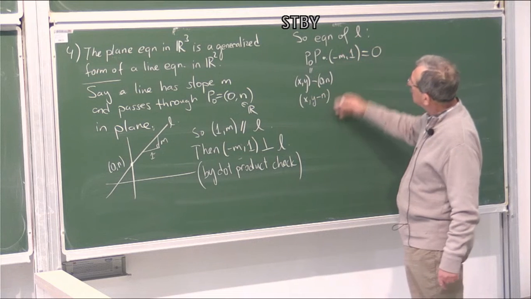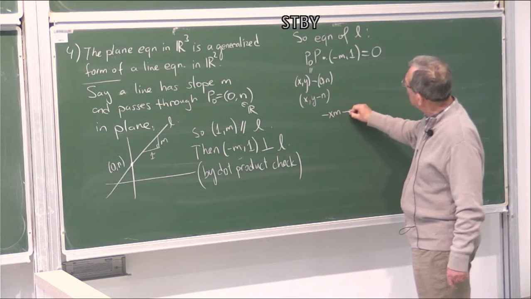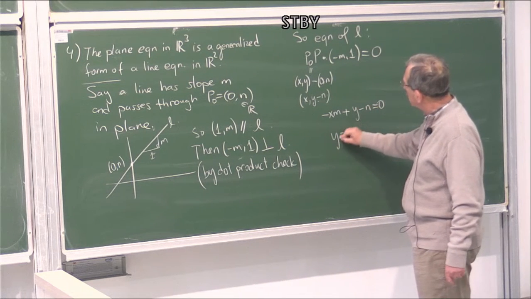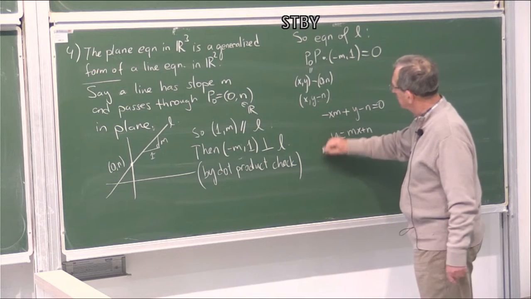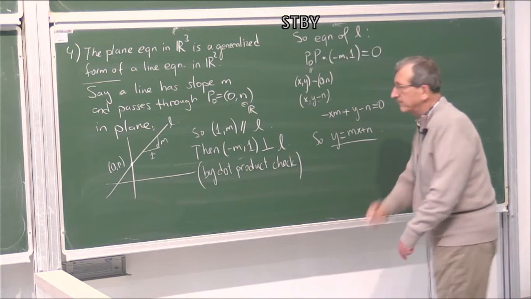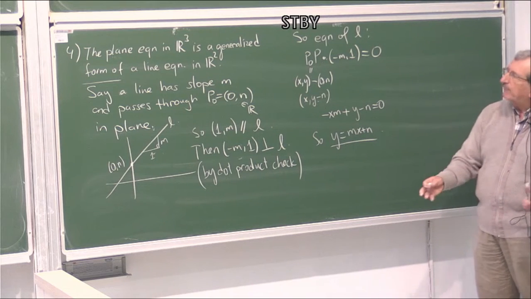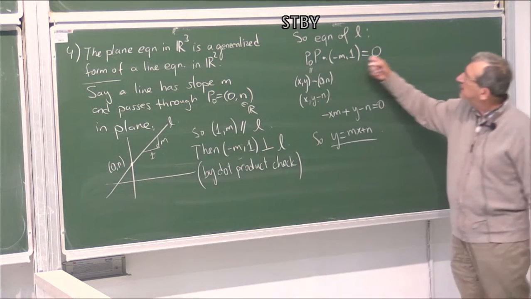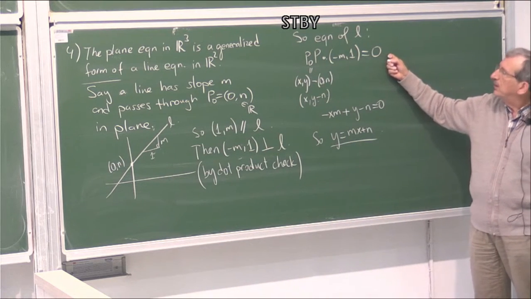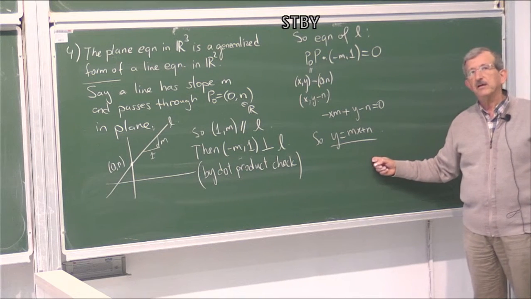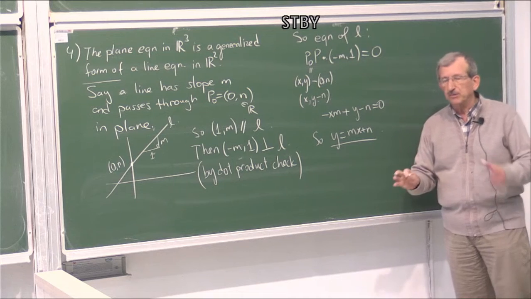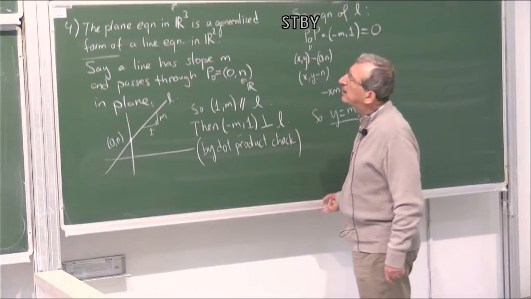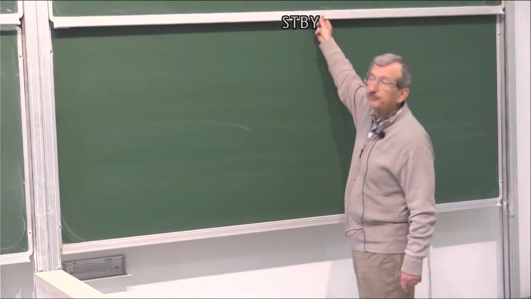Okay, the dot product says that you have x minus m plus y minus n is 0, or y is mx plus n. That means if we have a perpendicular vector and a point, then this plane formulation gives us a line in the Cartesian plane, in 2 dimensions. So it's a generalization of a line to 3 dimensions.